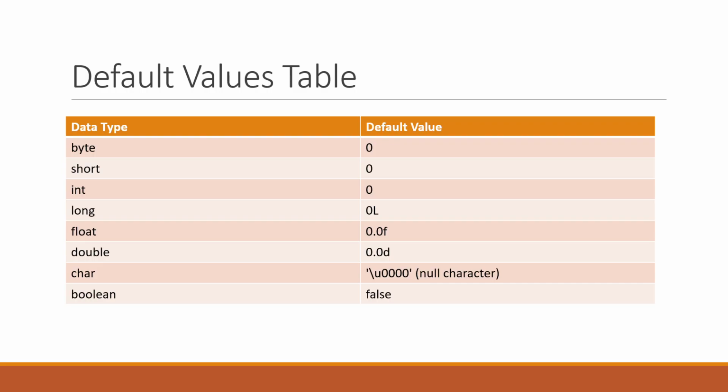Here is the table of default values. For integer types: byte, short, int, long, the default is 0. For decimal types, float and double, it's 0.0. For long it is 0L, for float it is 0.0F, for double 0.0D. For char, Java assigns a special Unicode null character, which is basically a blank. For a boolean, the default is false. So every primitive data type has a fixed default assigned by Java.